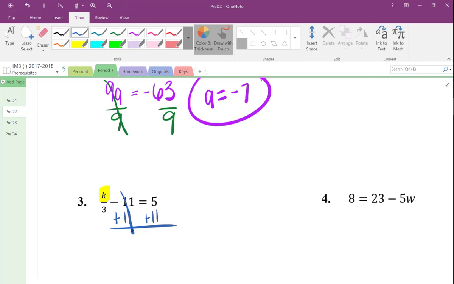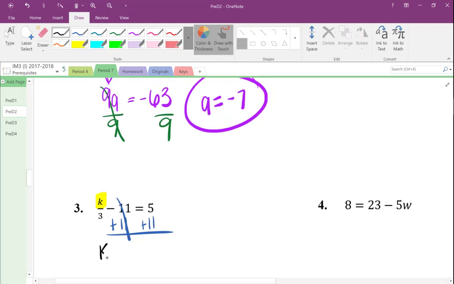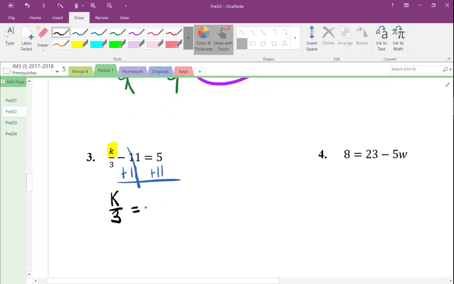So I'm just going to rewrite it. K divided by 3 equals what number? 16. Beautiful. Now we're back to that one step where we did last page. Read it. K divided by 3. Multiply by 3. Thank you. Very good. Multiply by 3.